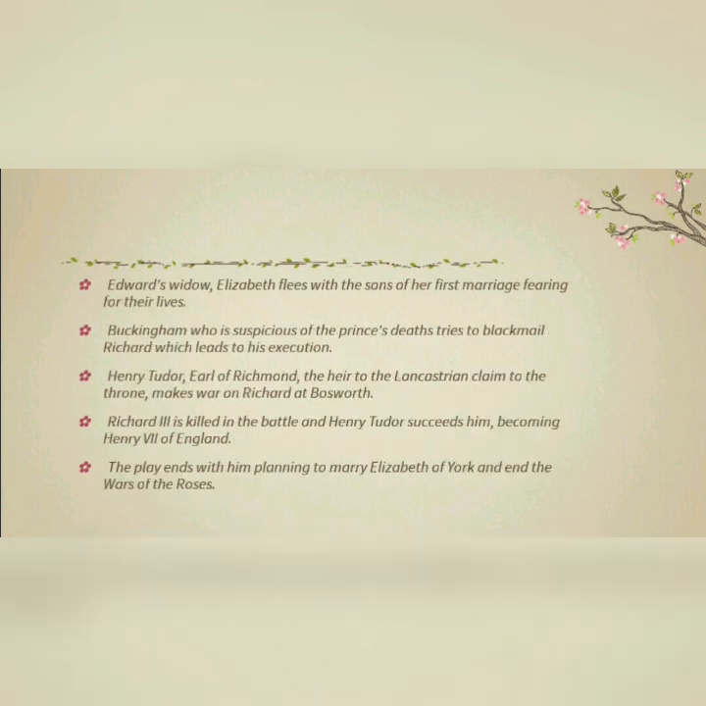Edward's widow Elizabeth flees with the sons of his first marriage, fearing for their lives. Buckingham, who is suspicious about Richard's role in the murder of the princes, tries to blackmail him, demanding an earldom. He is then captured and executed. Richard plans to marry Edward IV's daughter, Elizabeth. Henry Tudor, Earl of Richmond, the heir to the Lancastrian claim to the throne, makes war on Richard.